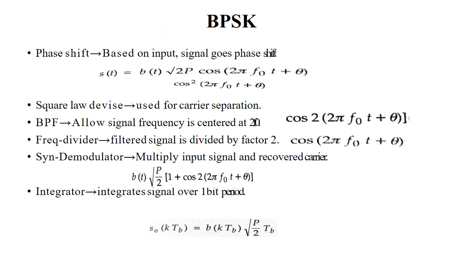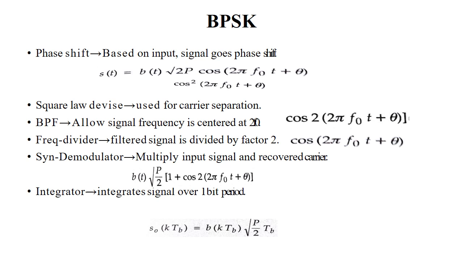Next, the phase shift will be based on the input, that is, the signal will be phase shifted: s(t) is equal to b(t) into root 2P cos(2 pi f0 t plus theta), that is, the cos squared (2 pi f0 t plus theta). The square law device will be used for the carrier separation, and the band pass filter will allow the signal frequency, which is centered at 2f0. Then the filtered signal is divided by a factor of 2 by the frequency divider.